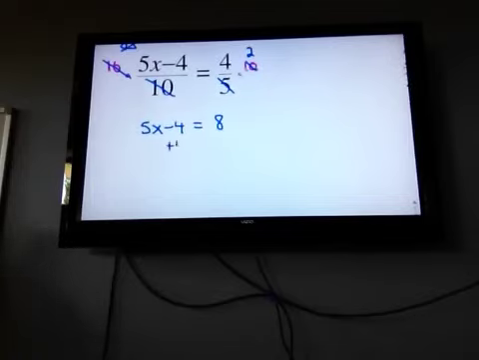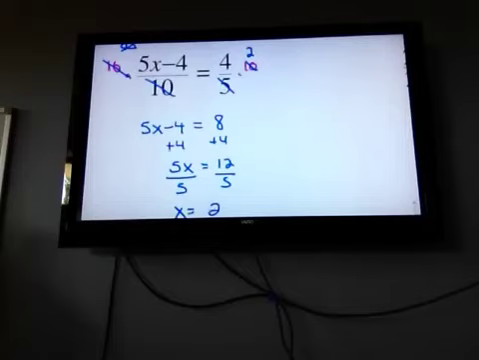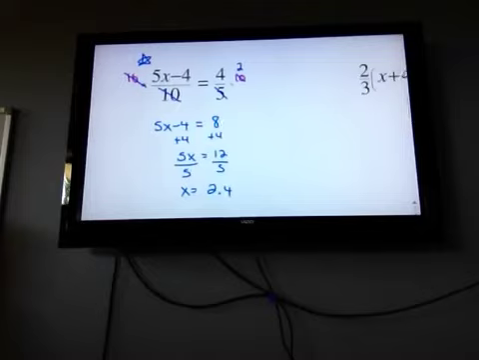And then I solve as usual. Add 4. So 5x equals 12. And then divide by 5. And x is equal to 2.4, I believe. And you could leave it 12/5, but a decimal's good for that one.